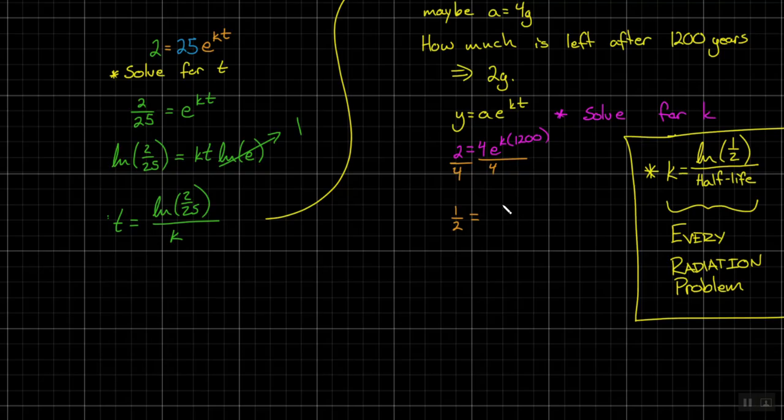Equals, and then I would have e to the 1200K. How do I undo this? So I'll take the natural log of both sides. Natural log of 1/2 equals, what happens when I take the natural log here?